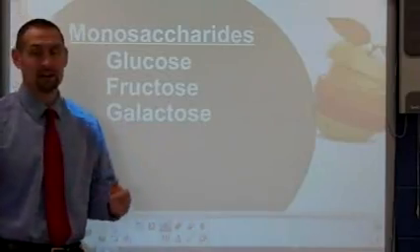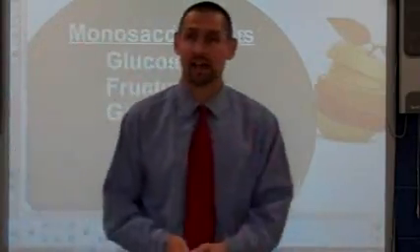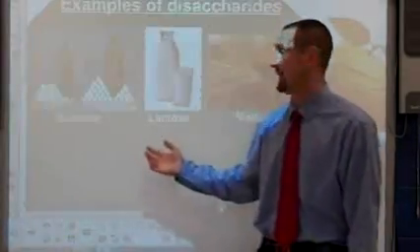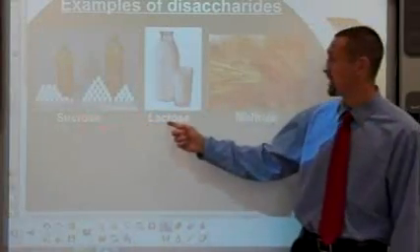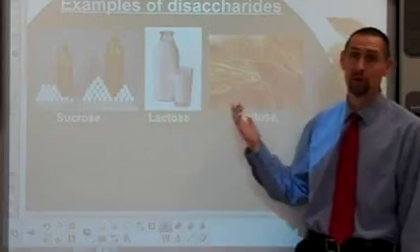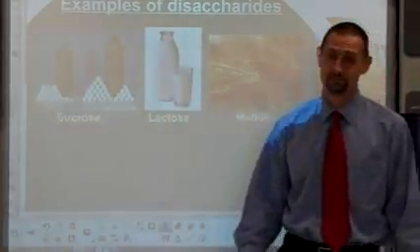Examples of monosaccharides are glucose, fructose, and galactose. Examples of disaccharides include things like sucrose, what you would find in table sugar, lactose, a sugar you'd find in milk, or maltose, grain sugar.